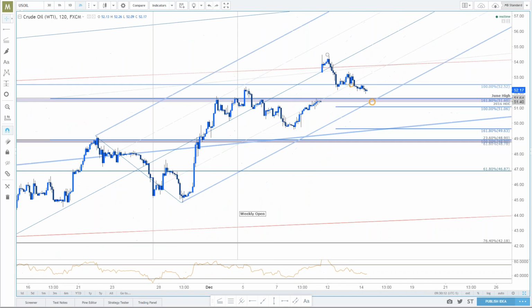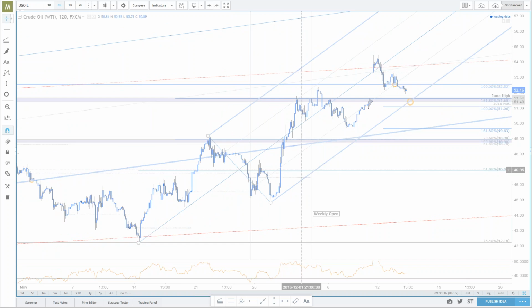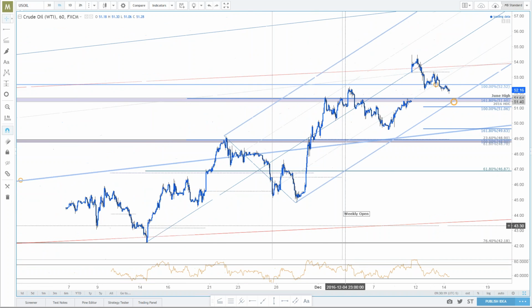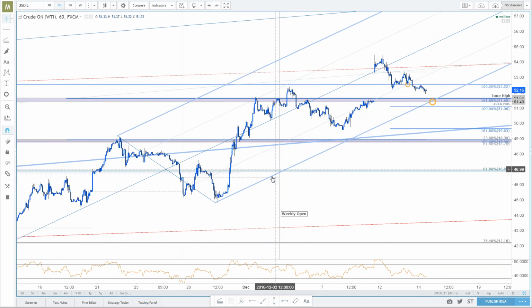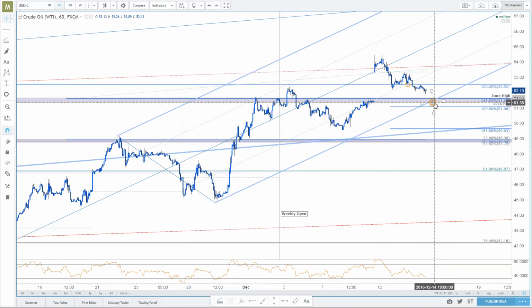Here's a 2-hour. Here's a 1-hour. And in fact, if you take a slow parallel here, we're actually right at support right now. You see that? So I'd be looking for some exhaustion on the short side here heading into this key region.